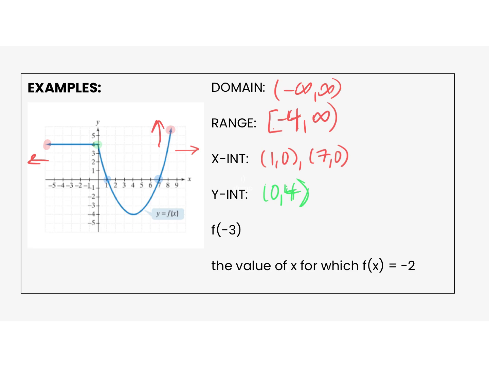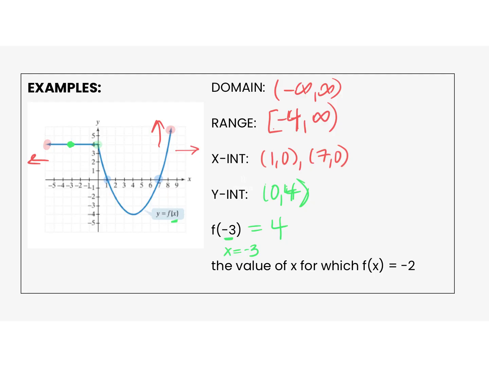Now, f of -3, remember, that's like saying this is f of x. So this is really saying, where does x equal -3? So here's -3. There's my point there. So that means f of -3 is +4.